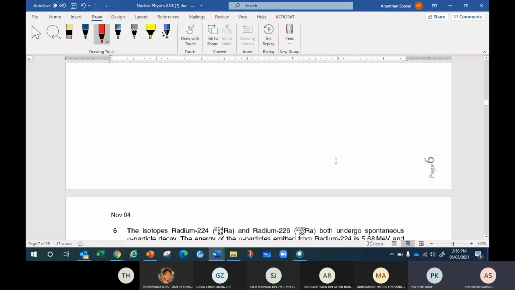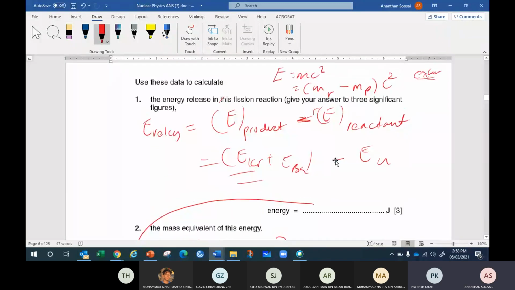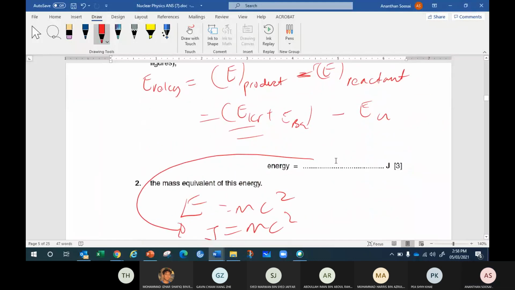Teacher, if it's an alpha particle, do we need to consider the binding energy? Yeah, you have to consider. If it's an alpha particle, yes, the alpha particle also has binding energy because it's formed.